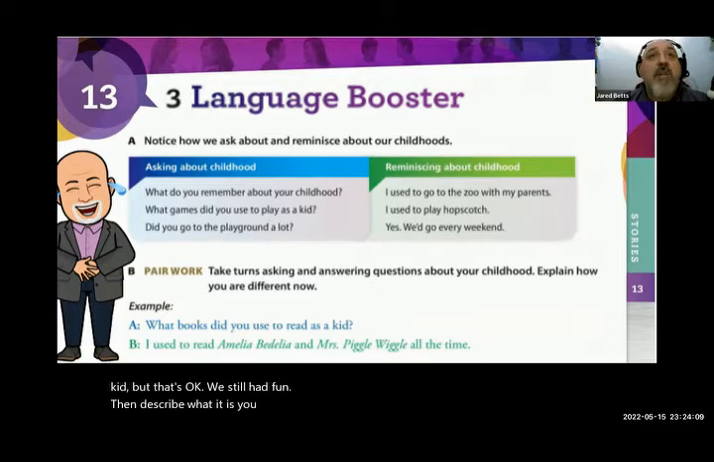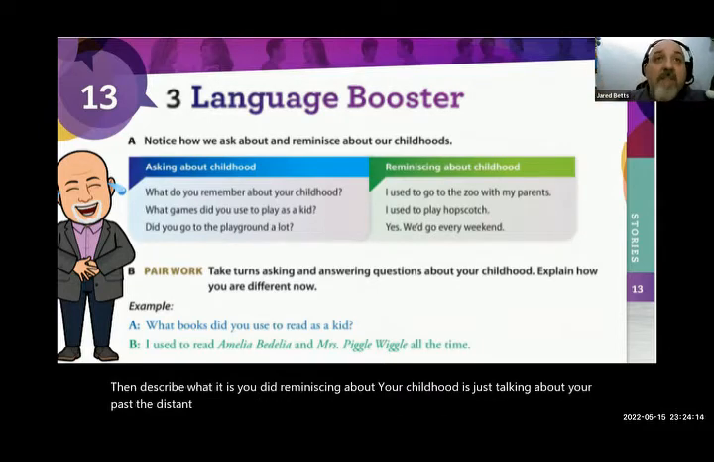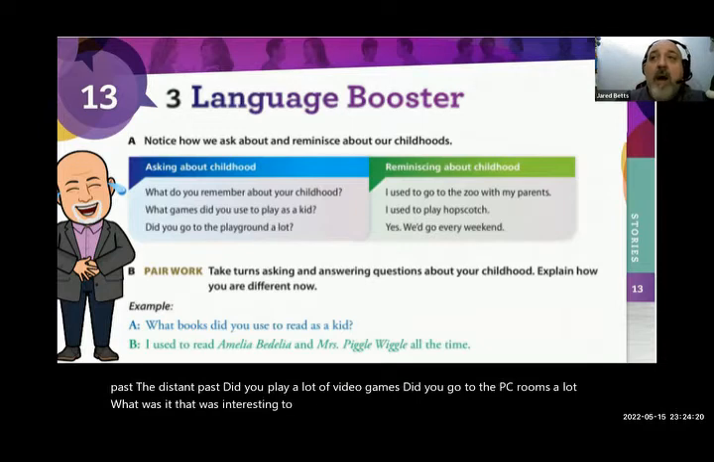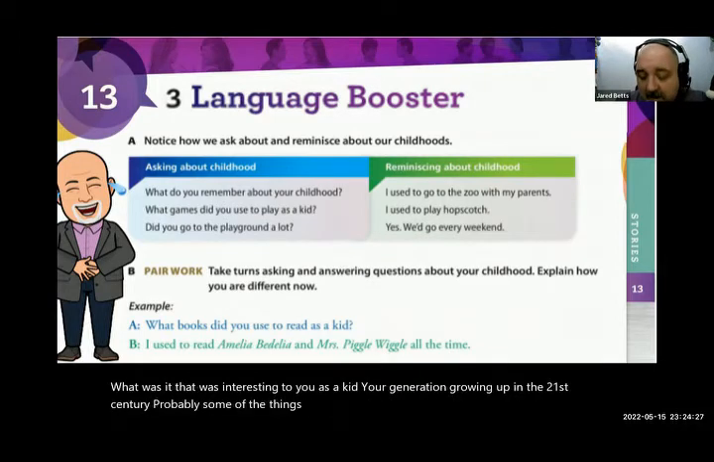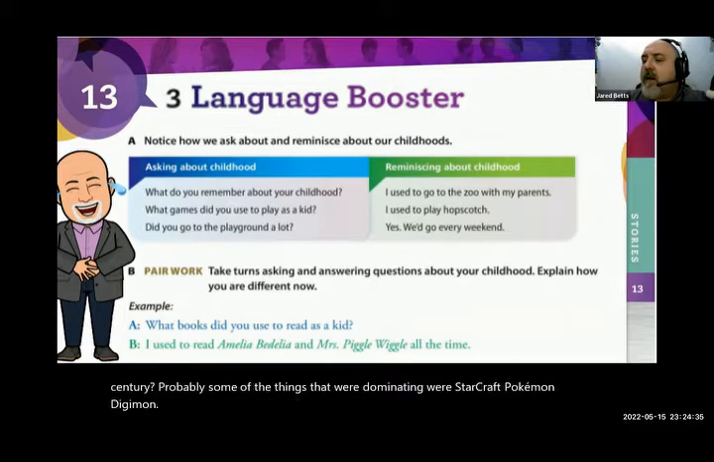Reminiscing about your childhood is just talking about your past, the distant past. Did you play a lot of video games? Did you go to the PC rooms a lot? What was it that was interesting to you as a kid? Your generation growing up in the 21st century, probably some of the things that were dominating were StarCraft, Pokemon, Digimon, lots of things that you can reminisce about from your past.